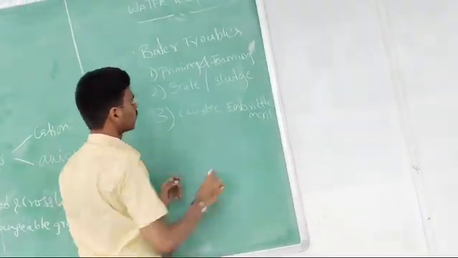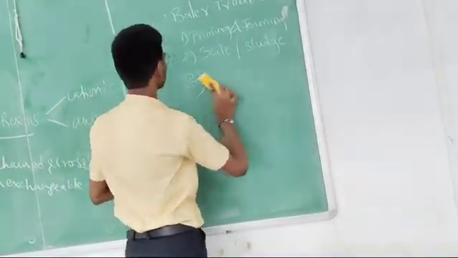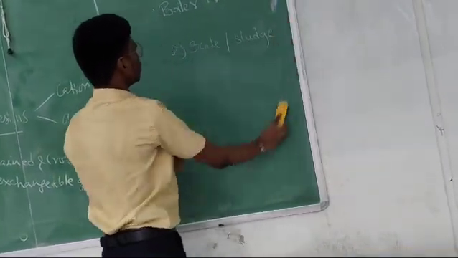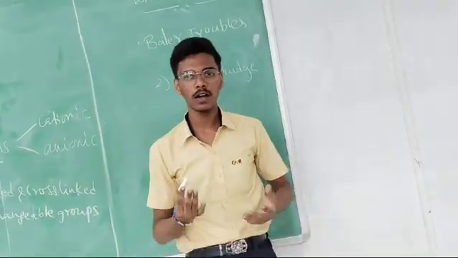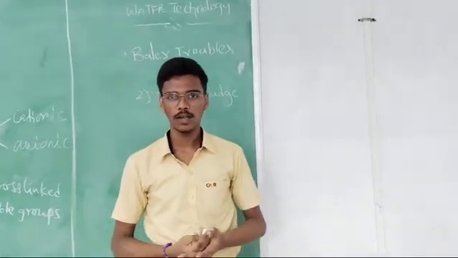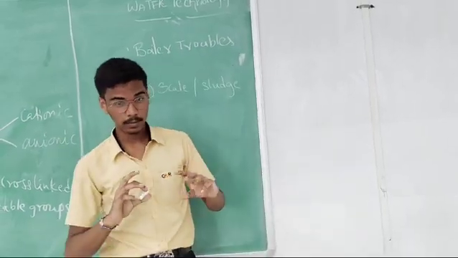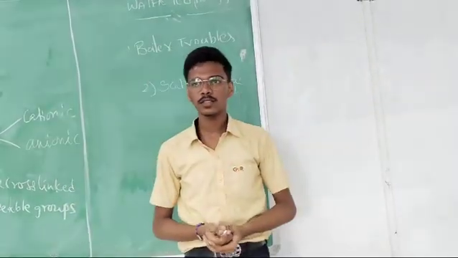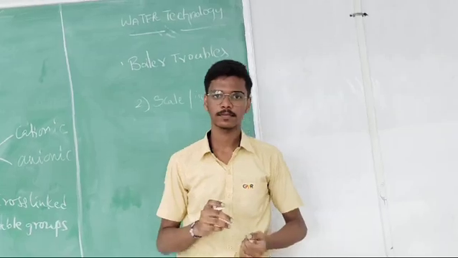From all this, we are discussing scale. So what is scale? Scale is nothing but a sticky precipitate or hard compound which is deposited in the boiler. And the main source of boiler troubles is this scale, because it is very hard to remove from the boiler.